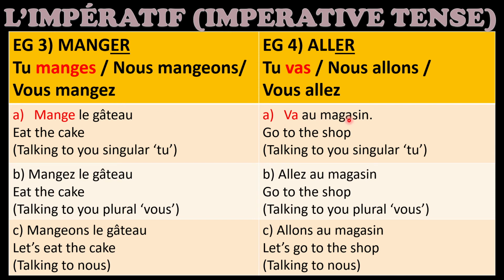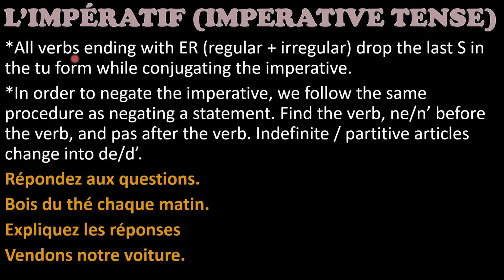If we talk to one person, telling one person to go to the shop, va au magasin, with the va and without an S. The other two forms remain the same: allez and allons. Go, for a plural, and let's go will be allons. So just to repeat, all verbs ending with ER, whether they're regular or irregular, drop the last S in the tu form when you're conjugating the imperative. Remember, this is only for the verbs ending with ER.